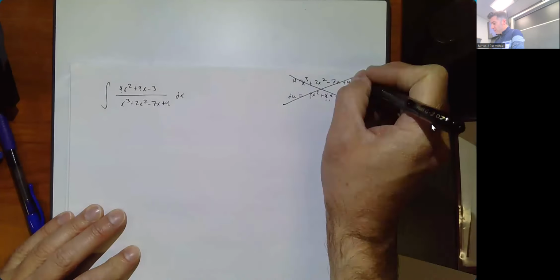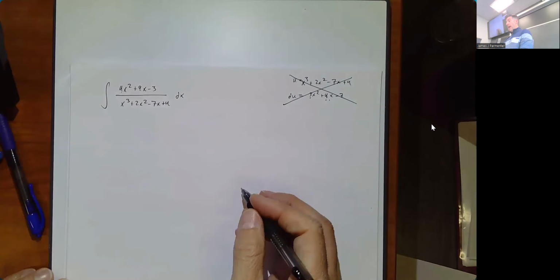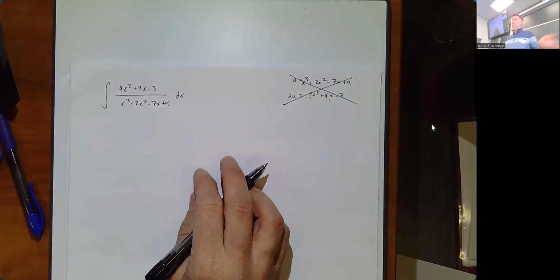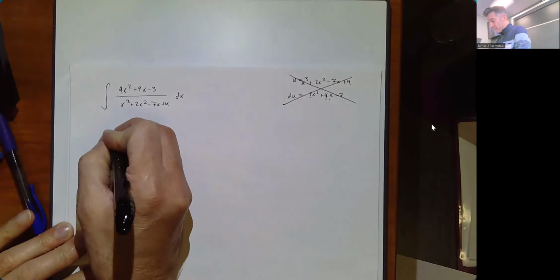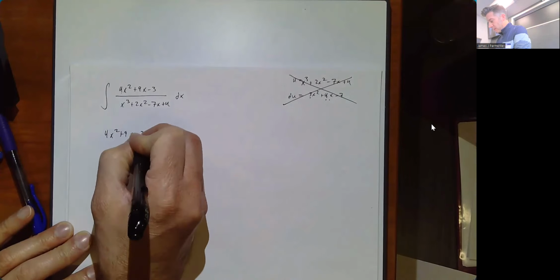Bummer. Partial fractions. So I know it's partial fractions because one, it's a rational function. Two, how does the degree on top compare to the degree on the bottom? Smaller than, not equal to, strictly smaller than. If it was equal or bigger, then you'd have to do polynomial division first. And then lastly, the denominator does factor. We just factored it at the beginning of class.